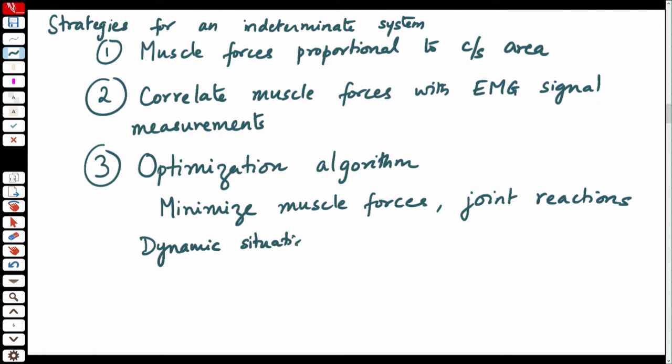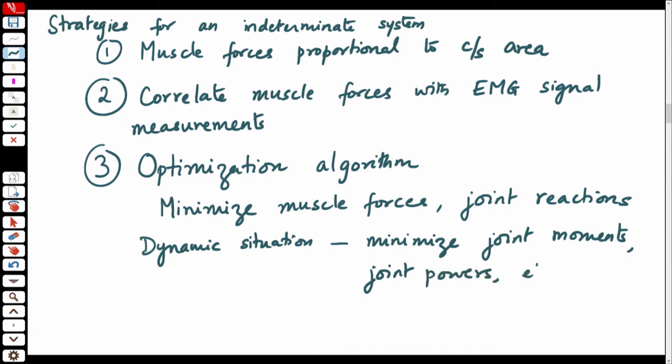Here we are only talking statics, but in a dynamic situation, you could try to minimize the muscle powers over the cycle, because that in a sense relates to the metabolic cost of a particular activity. Because this implies that you are using minimum effort to perform the task. So, some kind of a combination of this can be used for a dynamic situation.